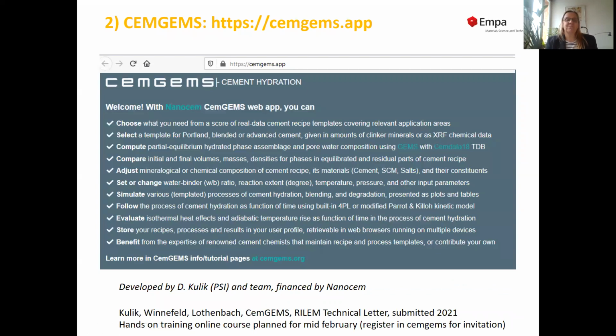A second option to do thermodynamic modeling is to use the newly developed SEMGEMS app, which you can find under this address. It has been developed by Dimitri Kulik and the team around him and financed by NanoSem. A paper describing the main application is about to be submitted to the Rilem Technical Letters. You will soon find it there. And in addition, a hands-on training online course is planned for this month. You just have to register this week in SEMGEMS to get an invitation.